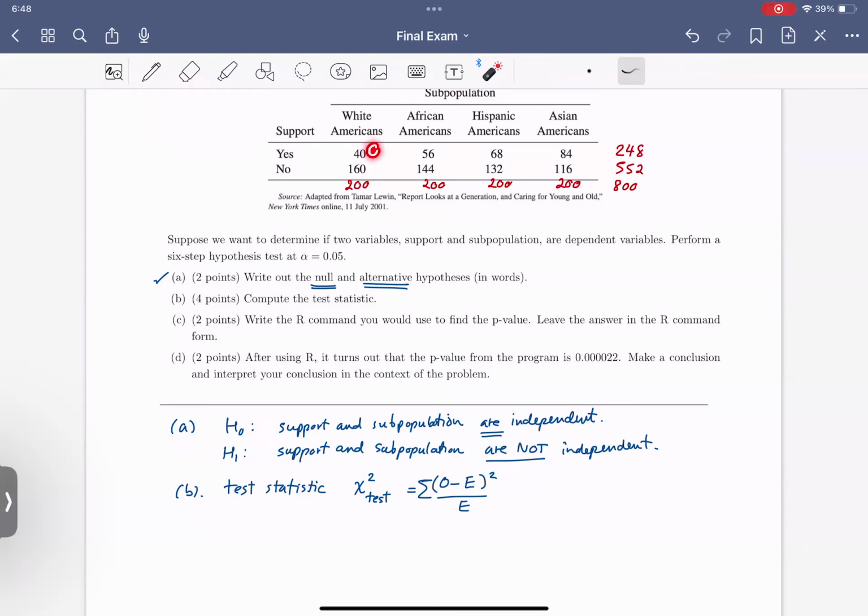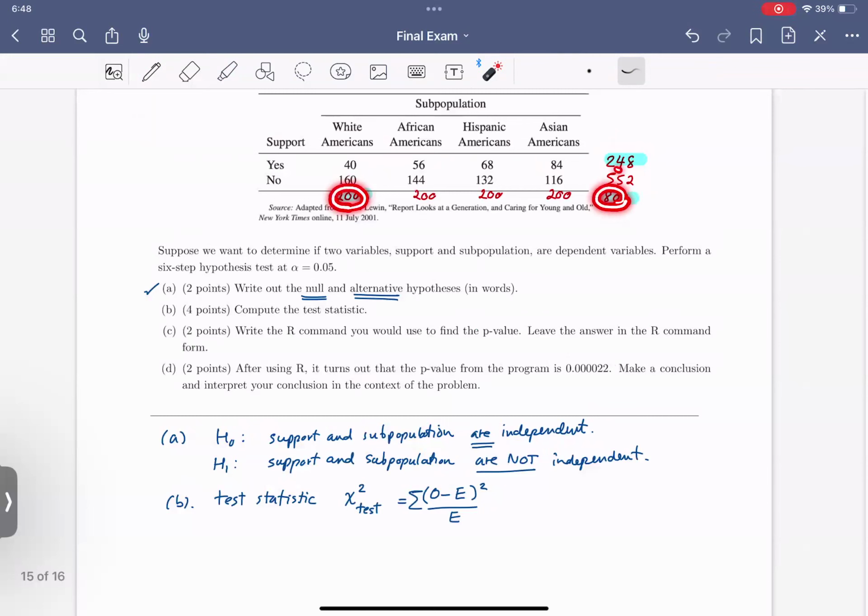So you will have O11, O12 up to O24. You have all the information, but you actually need the expected E. When you find the expected E, you can do 248 times 200 and then over 800, right? If you multiply this number by this number and then divide it by this number, you're going to get E11, which is the expected value, which is 200 over 800 times 248.